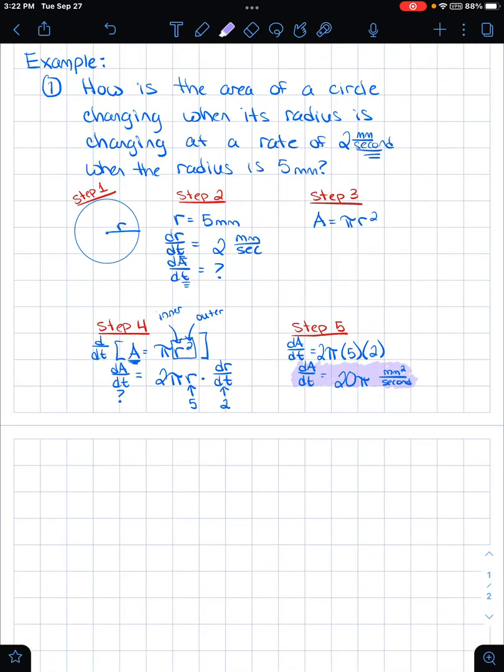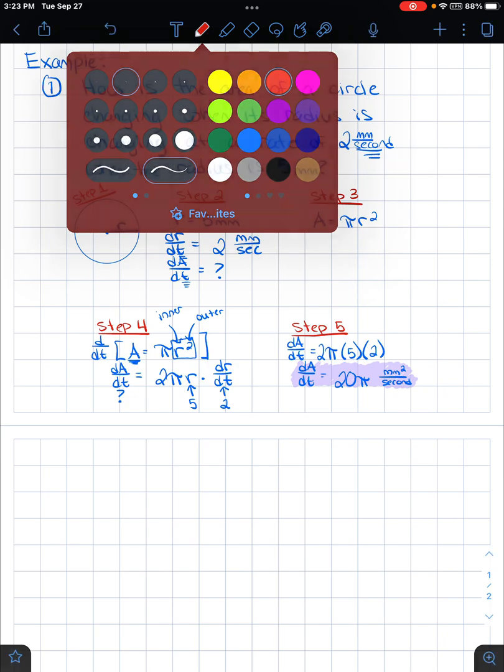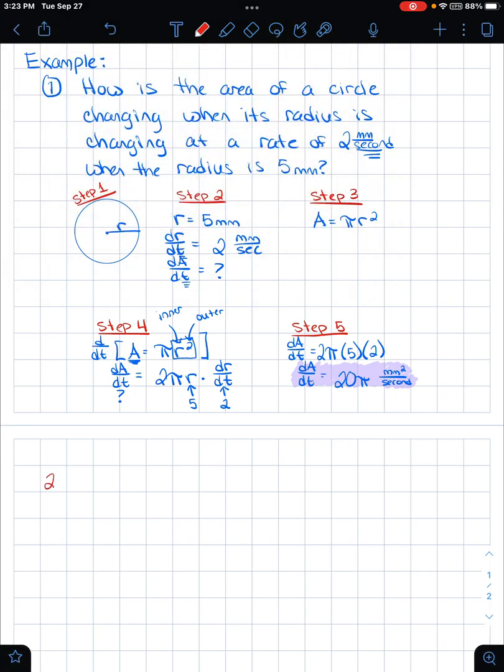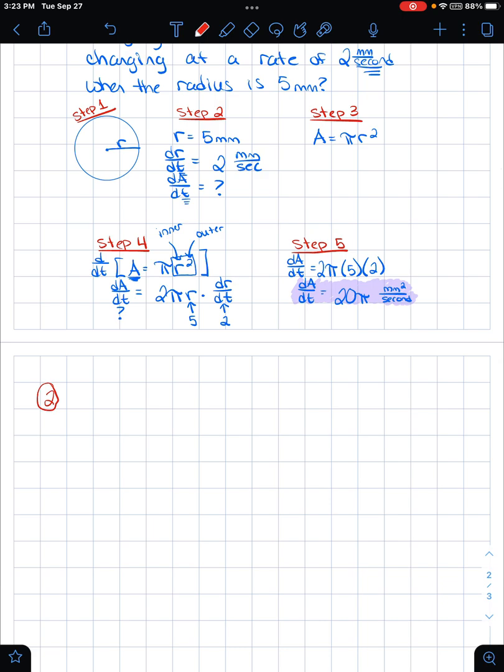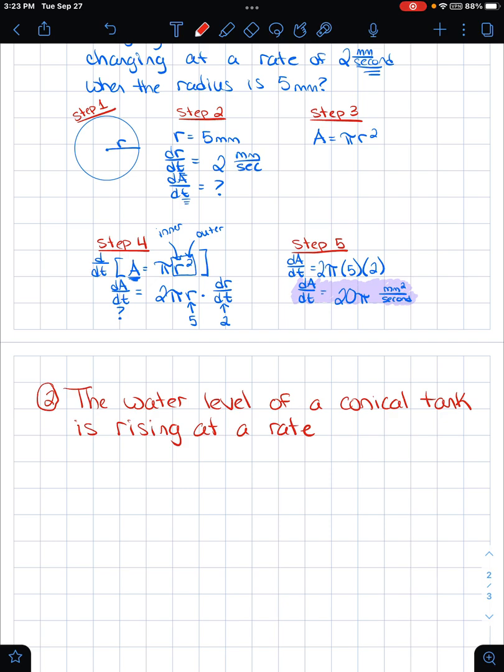Okay, that's the first one. Let's try another one. I'm going to go with red as my main color and then highlight with blue, just to mix it up a little. The water level of a conical tank. That means a tank shaped like a cone is rising at a rate of 0.2 feet per minute.